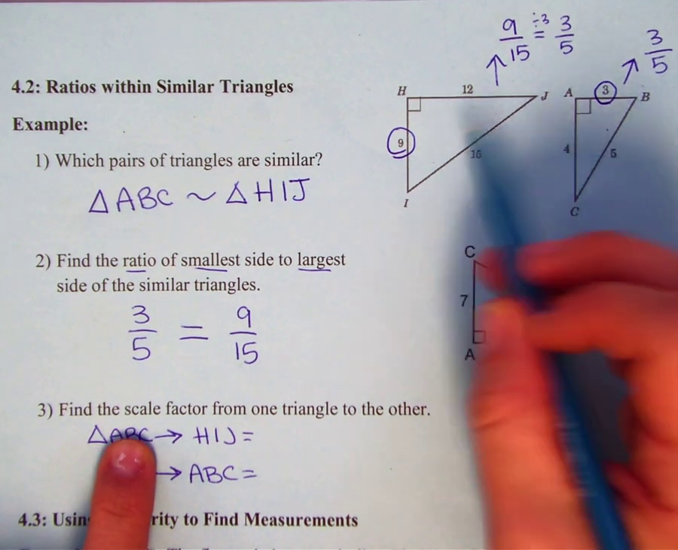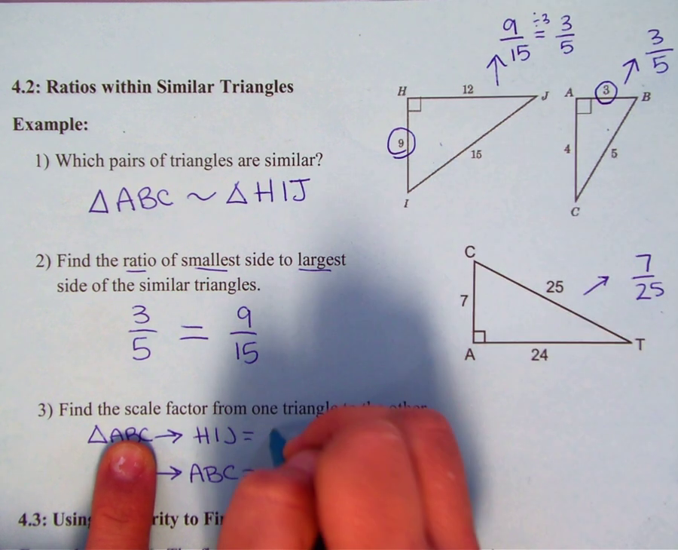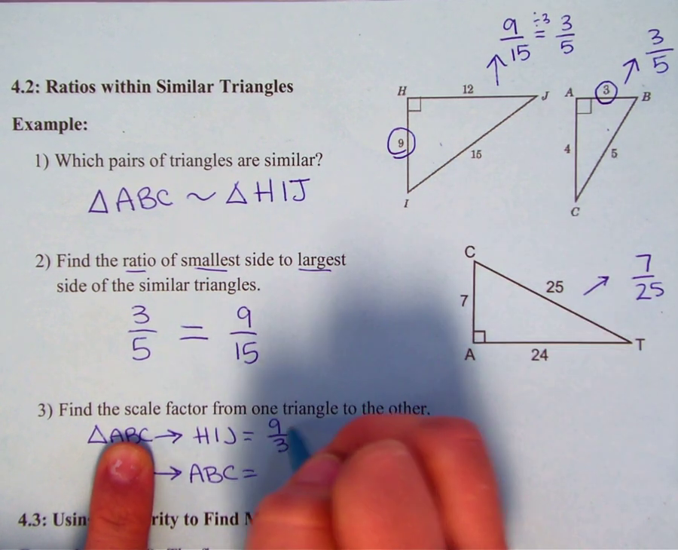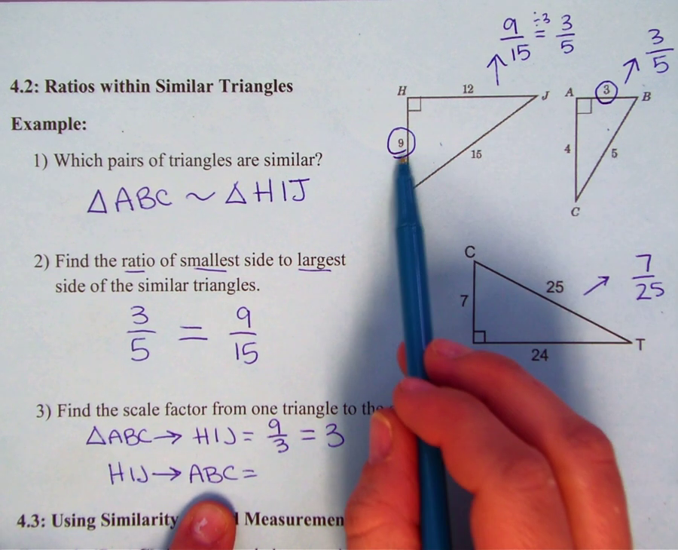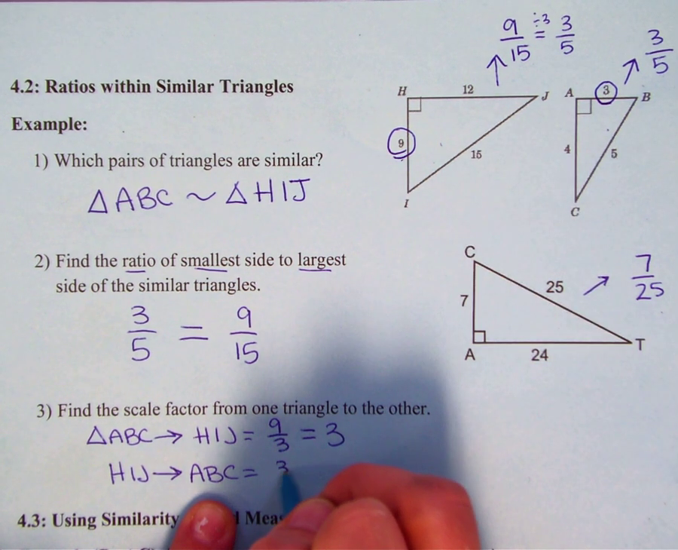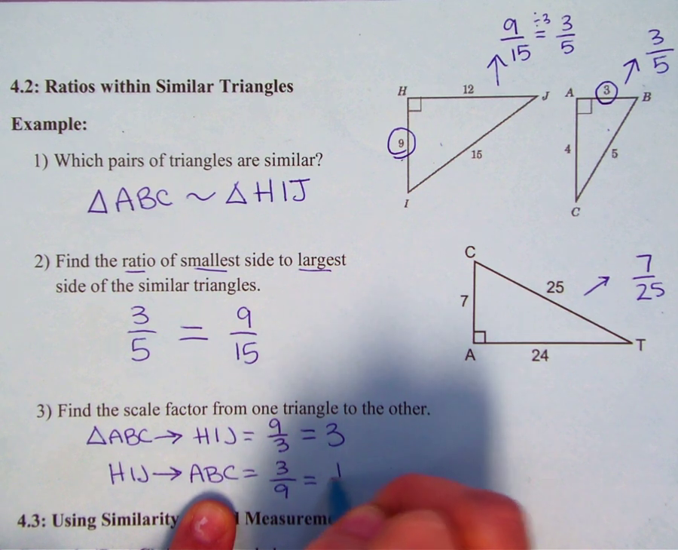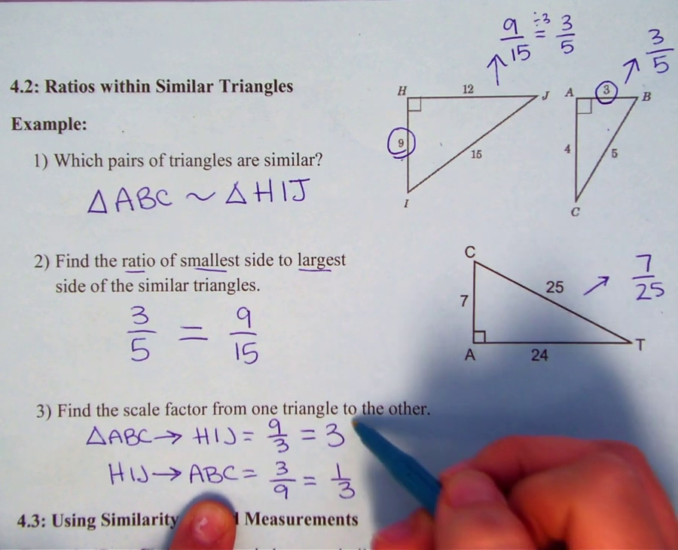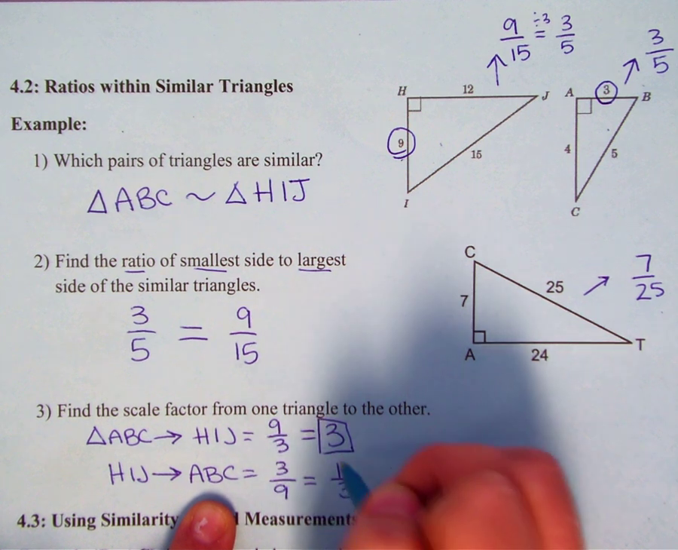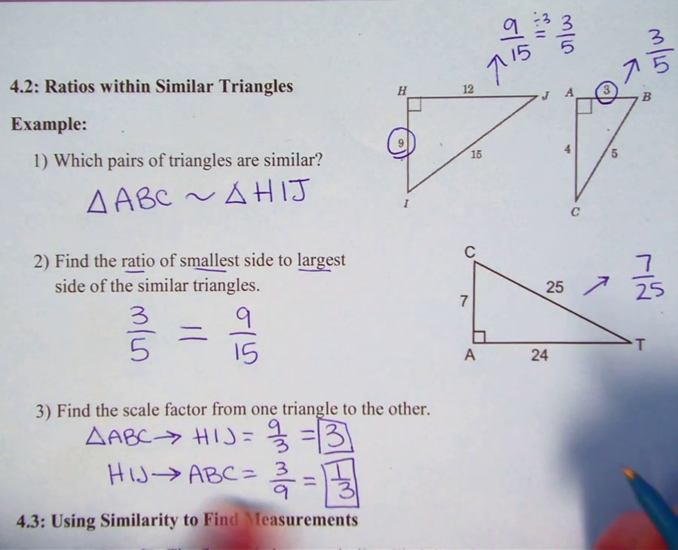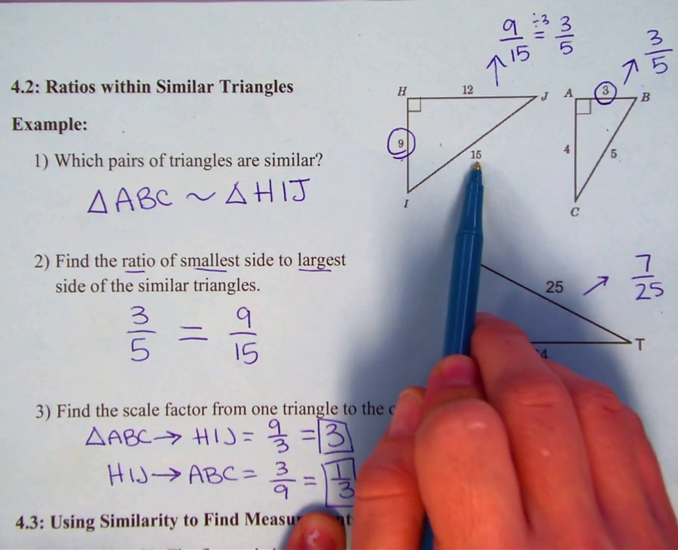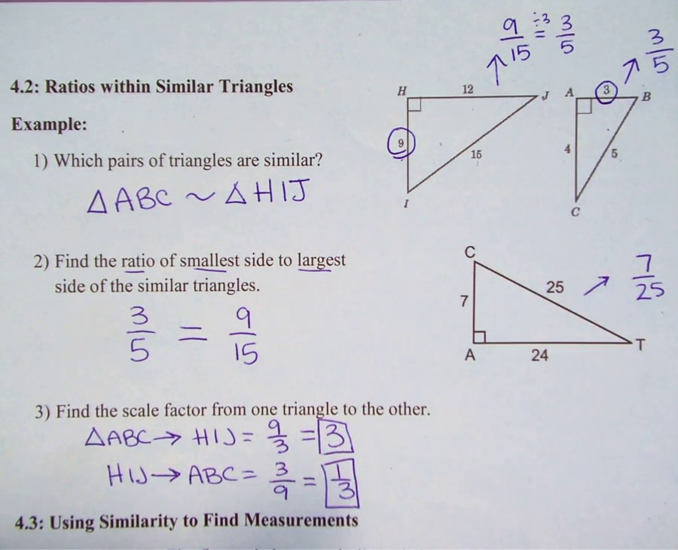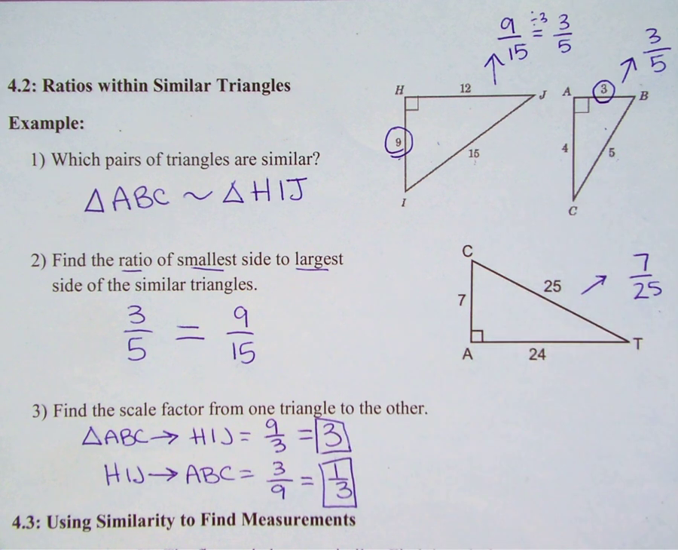From ABC to HIJ, it's getting bigger, so I would do 9 divided by 3, which would be 3 times bigger. And reversing that, from HIJ back to ABC, it's getting smaller. I would do 3 divided by 9, which would be 1/3. So notice my scale factors are just reciprocals of one another. I should be able to pick any sides and that should work. Notice the 5 goes into 15 3 times and the 4 goes into 12 3 times. So no matter which pair I pick, I would have that same scale factor. All right, so that's it for this section.